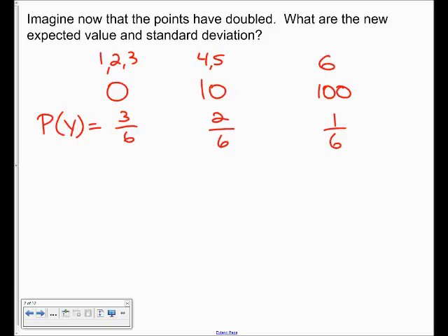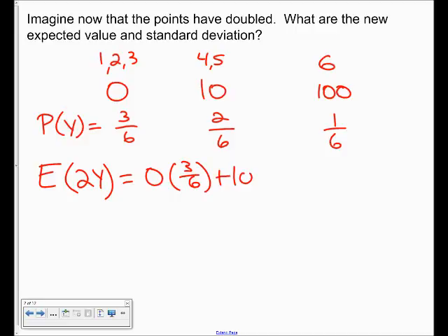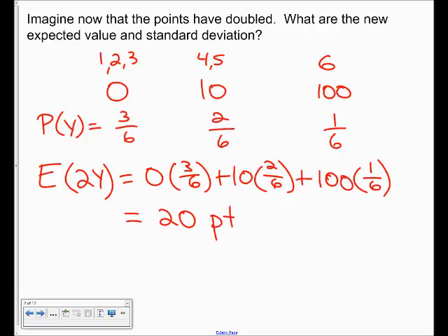But now when I find my expected value, I don't just want to find it of y, my random variable y. I want to find it of 2 times y, which is doubling it. Now you can do the same thing we just did, which is 0 times 3/6 plus 10 times 2/6 plus 100 times 1/6. But you probably don't need to do that. If I'm doubling every value, what am I going to do to the expected value? I'm going to double that as well. So it's also going to be 20 points when I double it.